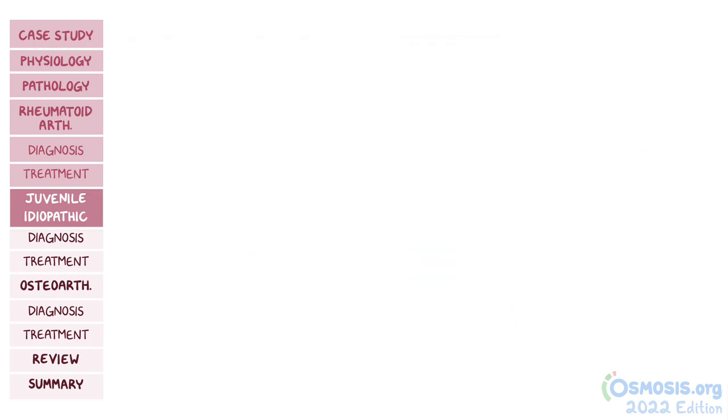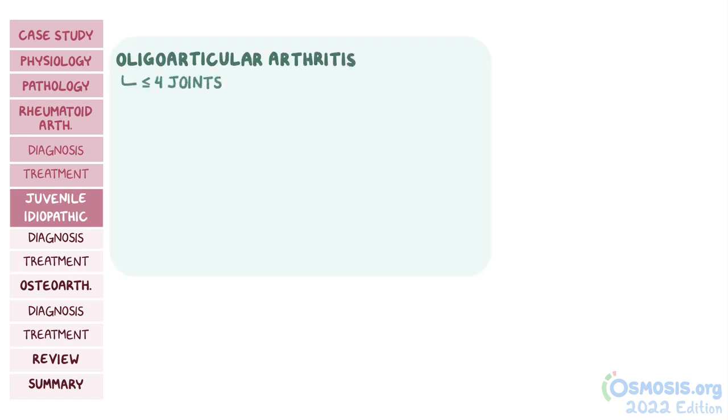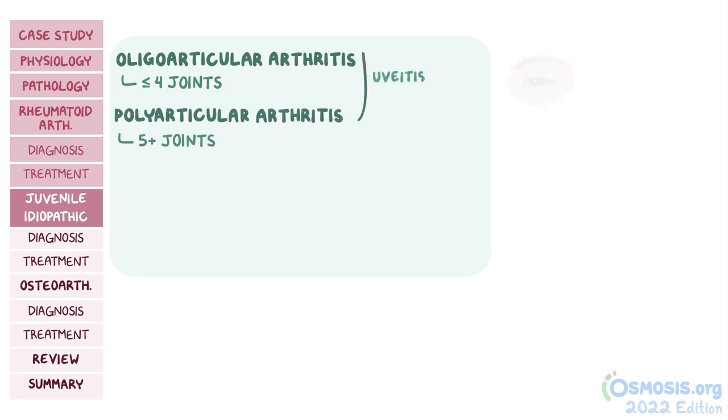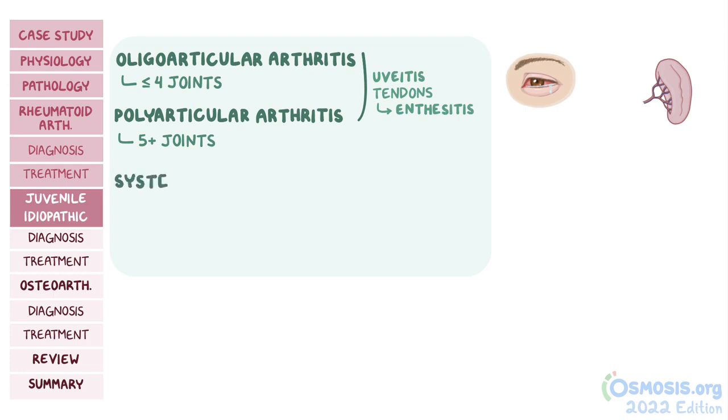The most common type is called oligoarticular arthritis, in which there are up to 4 joints affected. Then there's polyarticular arthritis, which affects 5 or more joints. These two types can also be associated with uveitis, and if tendons are involved, enthesitis might develop. Finally, there's another type called systemic juvenile idiopathic arthritis, which is rather frequently tested on exams.